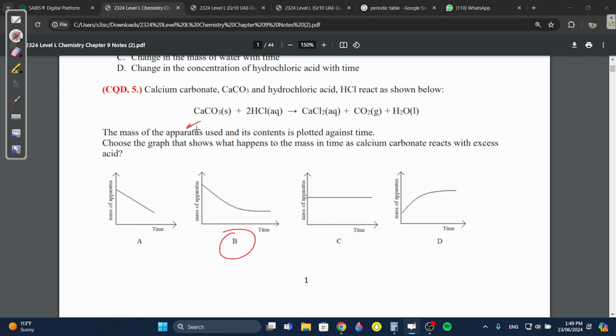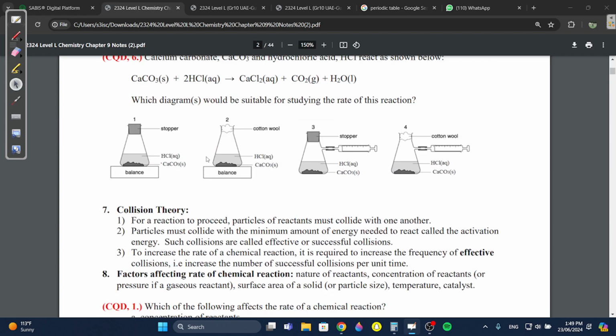They said the mass of the apparatus. The apparatus is the beaker. Okay, look, we have carbon dioxide gas being released. Okay, so we have gases being released. So surely, the mass of this beaker is gonna begin to decrease. Okay, so it's wordplay, guys. Please pay attention to the question. I think they'll get something like this. I think they got this one in the periodic.